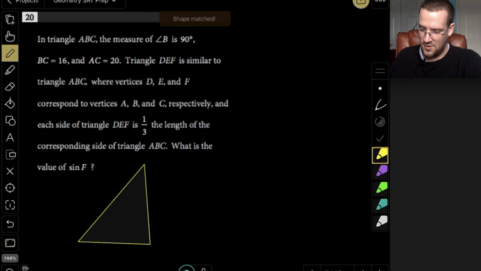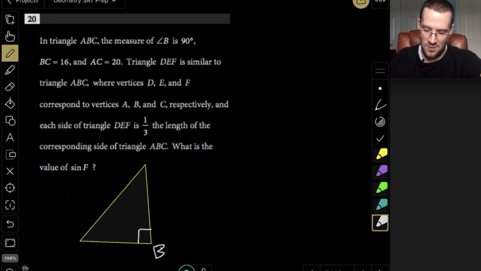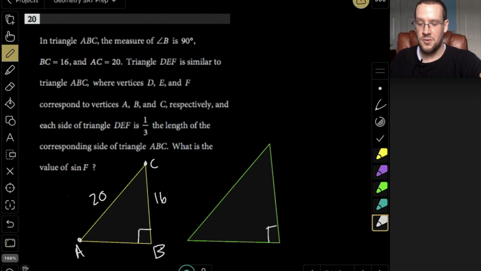Okay, this is a right triangle, so I have my right angle down here. We're told that the measure of angle B is 90. BC, so I'm going to call this one C, is 16. AC, so let's call this one A, is 20. Triangle DEF is similar. So I have another triangle. Let's make this one N. So here's my other similar triangle.